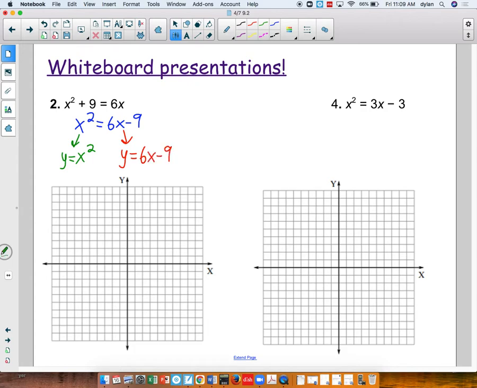And when we do that, we're going to put in our points here. So 1, 1, 2, 4, 3, 9. So I'm going to put in my y equals x squared curve. And I'm also going to put in 6x minus 9. So we're going to use a slope of 6, so we go up 6 over 1.